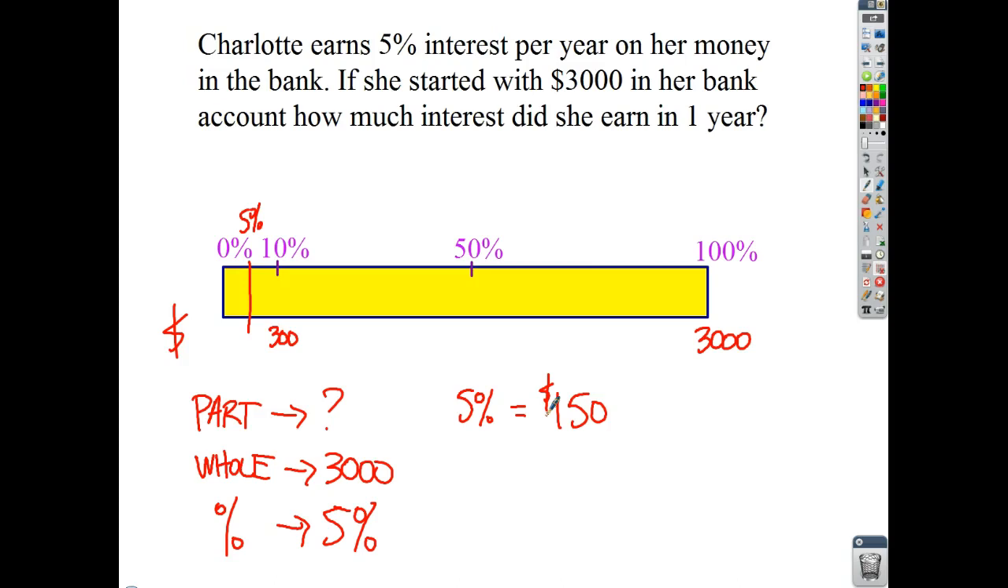Interest is something that you earn if you are putting money in the bank. It gets a little confusing sometimes, but if you borrow money from the bank, then you have to actually pay interest. Okay, let's move along.